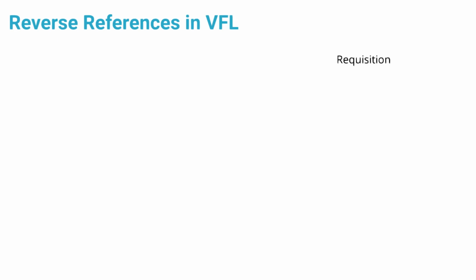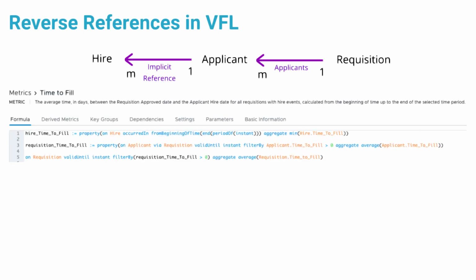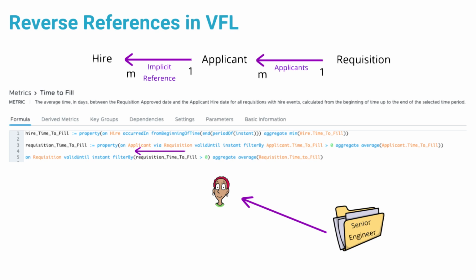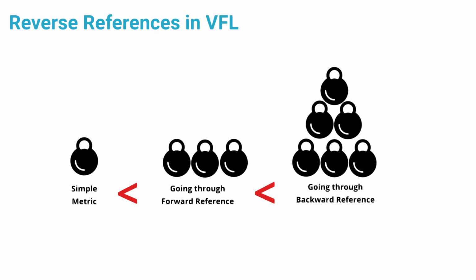Similar to chaining forward references, VFL allows chaining multiple reverse references, enabling even deeper insights. For example, to calculate time to fill for requisitions, we first go through one reverse reference from requisition to applicant. And then for each applicant of that requisition, we go through another reverse reference and jump to the hire event and look at all the hire events of that applicant. As we can see, reverse references are computationally heavier than forward references because they traverse multiple records. The more jumps you include, the more complex and slower the computation becomes. As a best practice, keep queries efficient by avoiding excessive layers of reverse references.